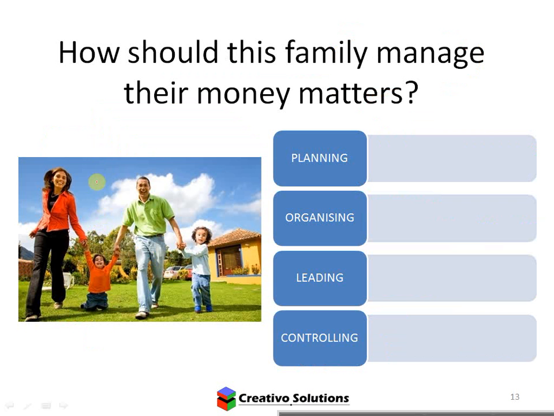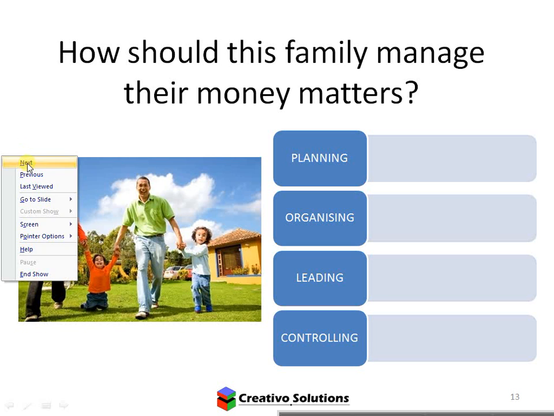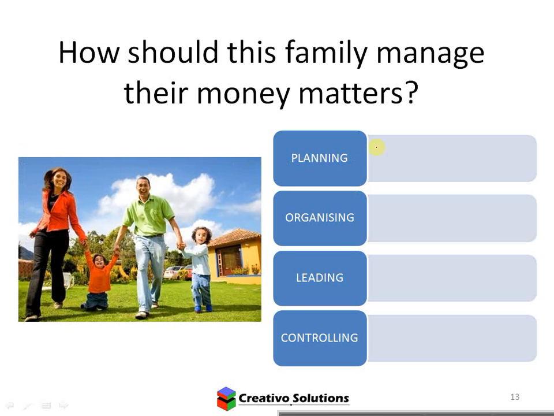All right, so I want you to consider that family. How should this family plan, organize, lead, and control? While they're young, they can plan ahead for the future of their retirement. So what does planning involve? Setting a goal. All right, so give me a goal. What goal should this family have? Anything. Give me an example of a goal that they would have.